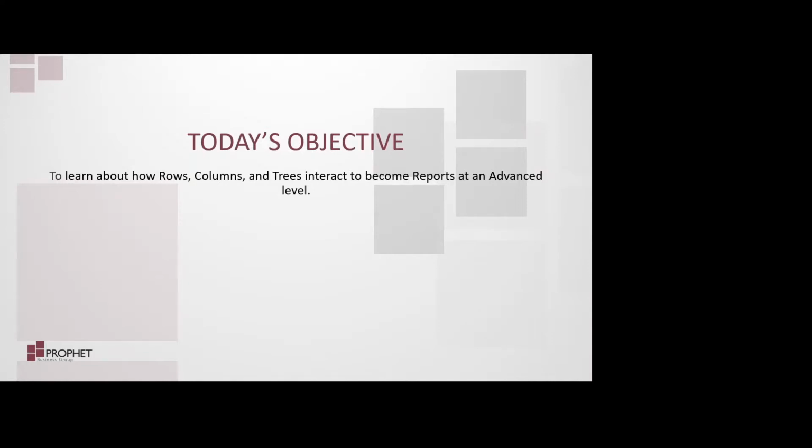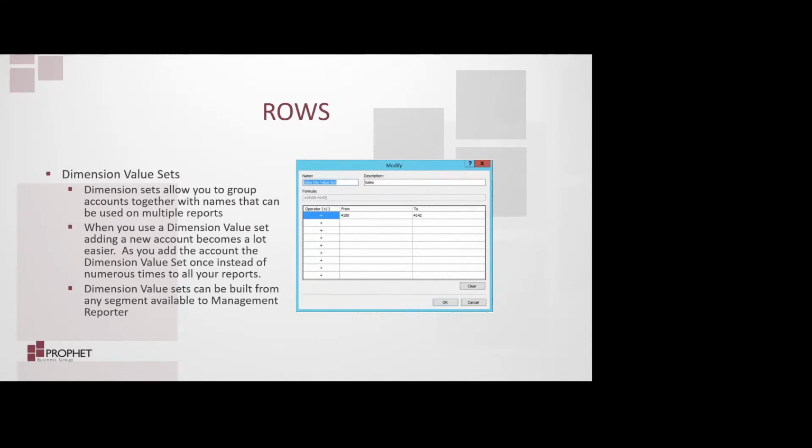Today is to look at how the rows and the columns and the trees interact to become reports by using some of the more advanced features available in Management Reporter. Starting with our rows, a dimension value set allows you to group accounts together with names that can be used on multiple reports. When you use a dimension value set, adding a new account becomes a lot easier, as you add the account to the dimension value set once instead of numerous times to all the different reports you have. Dimension value sets can be built from any segment available to Management Reporter.